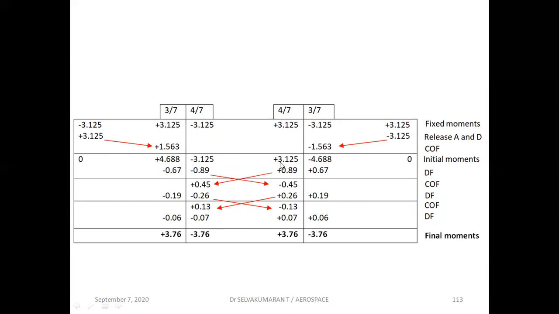Now you add the values. So this is the final moment, plus 3.76 kilonewton meter, and here also plus 3.76, because same length, same UDL, that's why we get the same answer here. And this is the final moment answer for the given beam with the given loading conditions. Thank you.